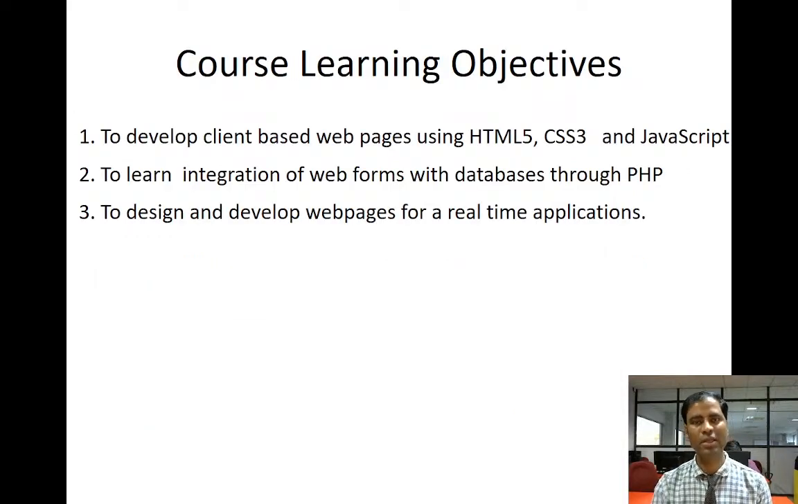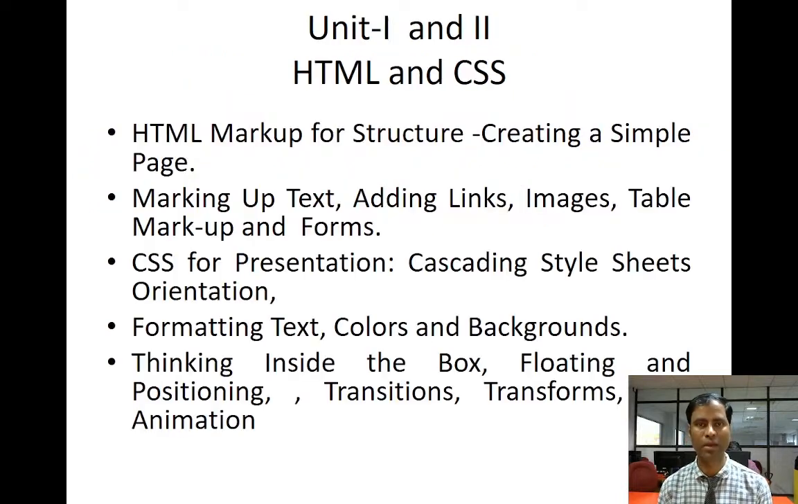The course learning objectives focus on developing client-based web pages using HTML5, CSS3 and JavaScript, and to learn integration of web forms with databases. So you will be learning about front-end application development, and in the back end it will be focusing on the database through PHP, wherein you will be able to design and develop web pages for real-time applications.